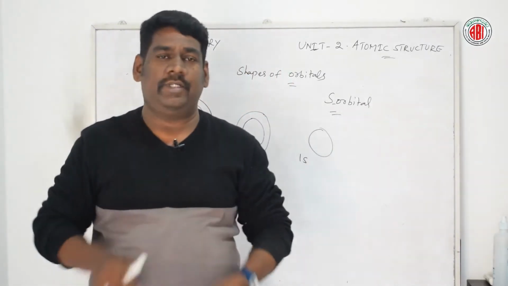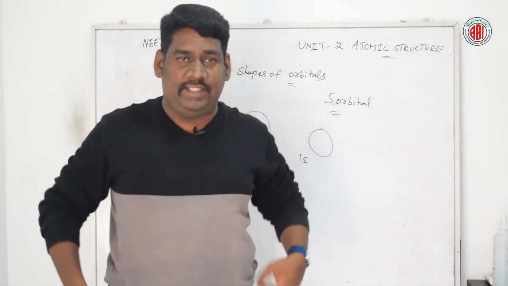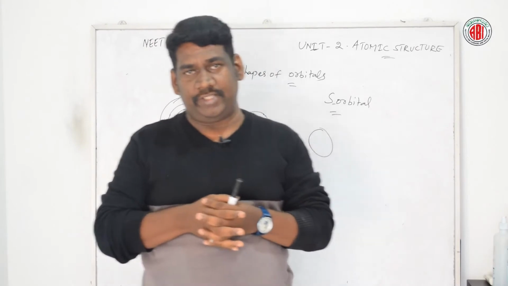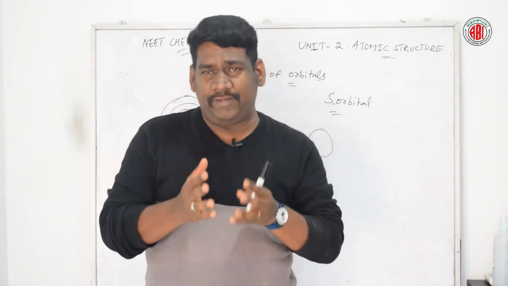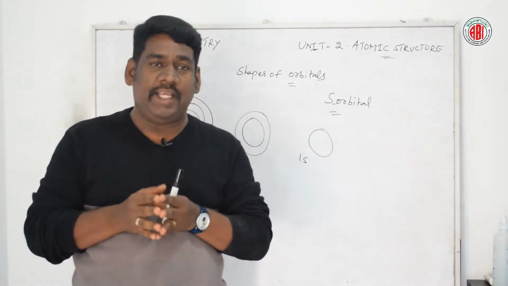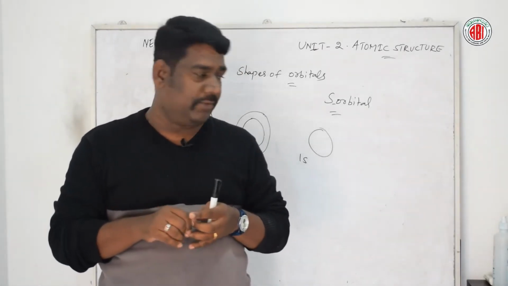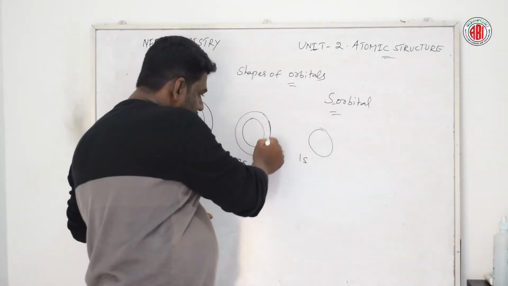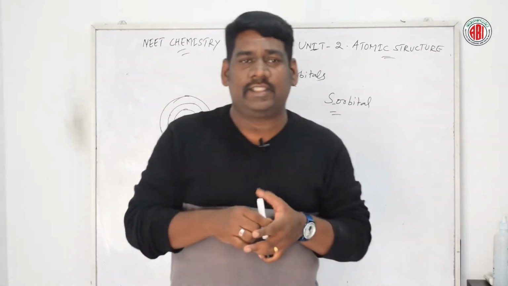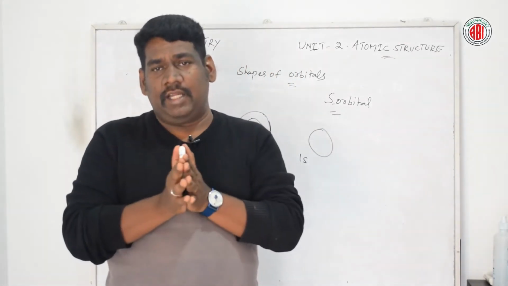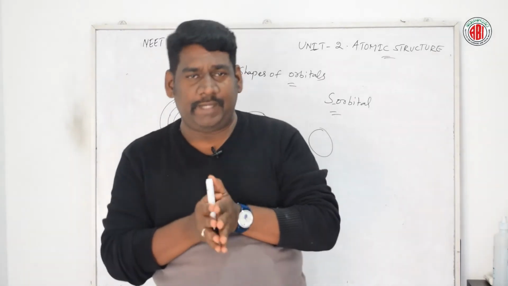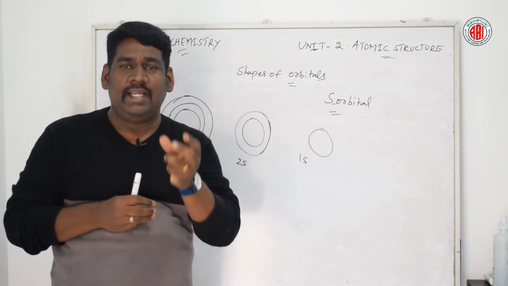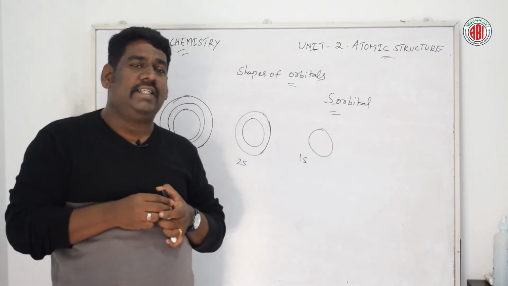As we already discussed, the s orbital is non-directional, and that is the reason it is spherical in shape, symmetrically spherical. That is the reason the probability of finding the electron is the same in all directions at a particular distance from the nucleus. The 1s orbital shows the density of the charge cloud is maximum at the nucleus, and it decreases with increasing distance from the nucleus.